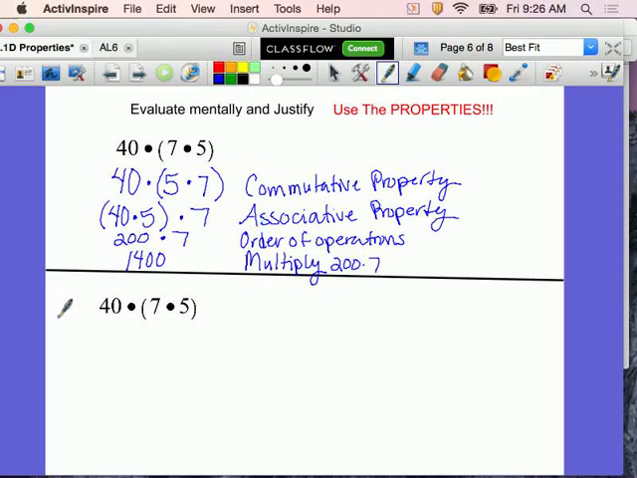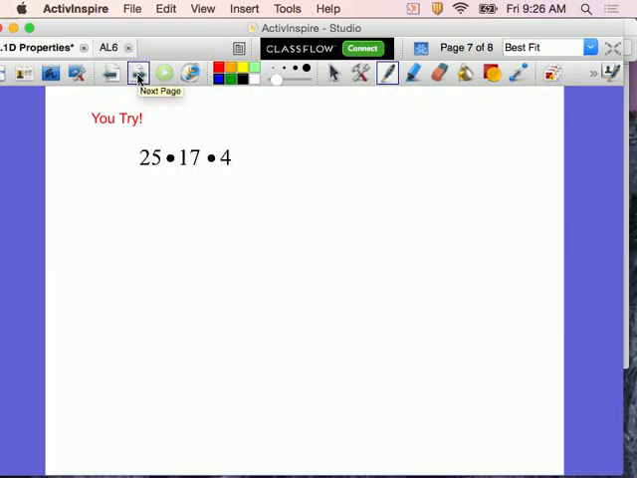So I'm not going to go over this. I could have just done one of those two things if I wanted. Okay, so I'd like you to try this one. So use a property to simplify this. Make sure you show your justification on each step. So pause the video and you try it. Raise your hand when you're done.